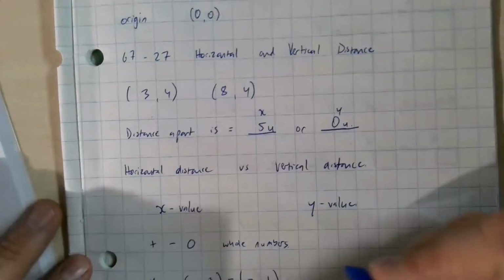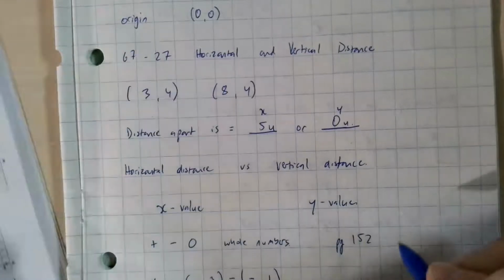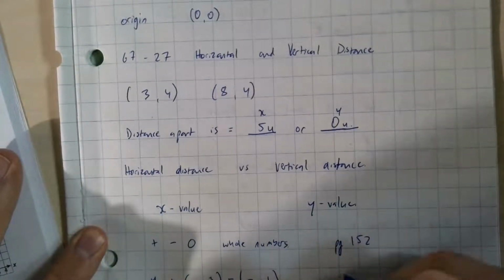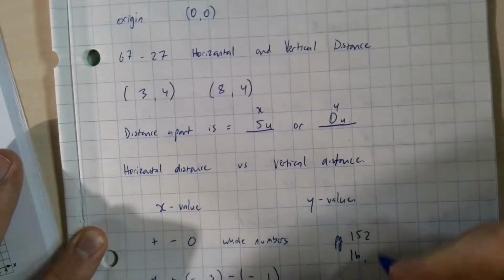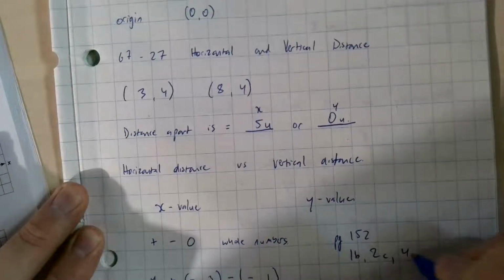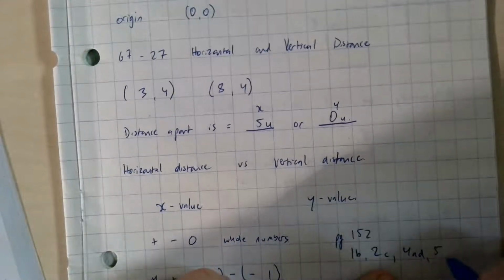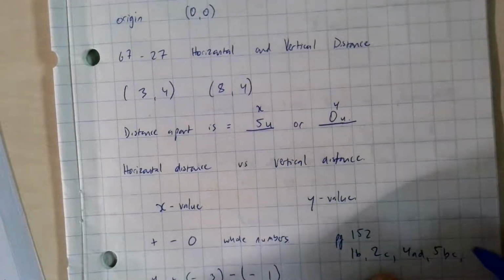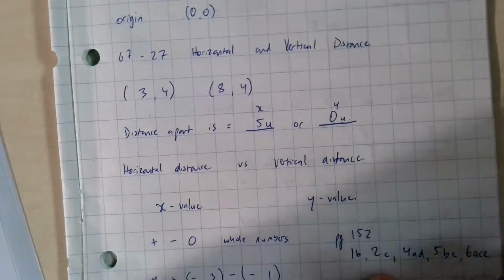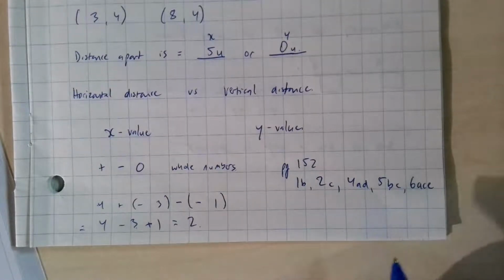And on this page, we are going to be completing page 152. We are not going to be touching 153 at all. We're going to be doing numbers 1b, 2c, 4a and d, 5b and c, and 6a, c, e. All right, so 1b, 2c, 4ad, 5bc, and 6ace. That's on page 152.